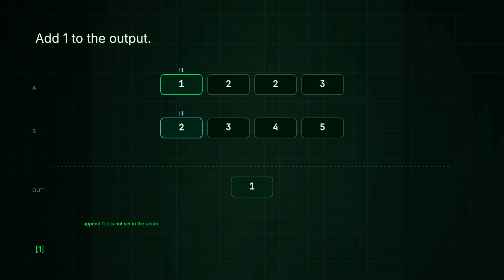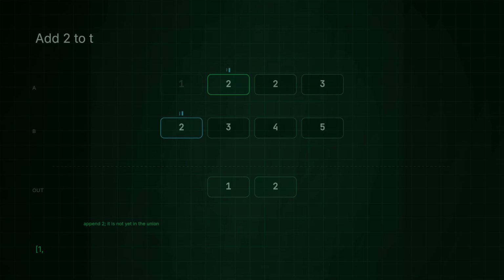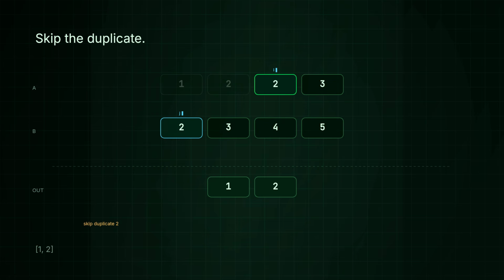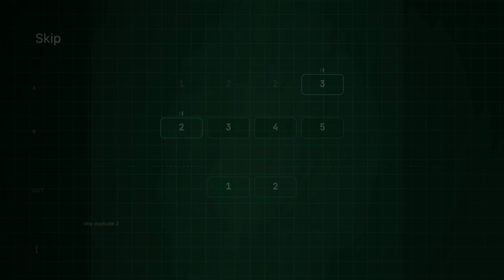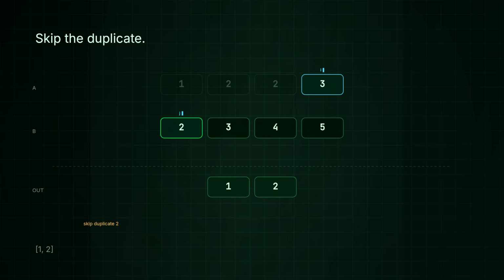union. The output becomes 1. Take 2 next because it is the smallest unused candidate and is not yet in the union. The output becomes 1, 2. 2 is already the last value in the union, so skip this duplicate. The output stays 1, 2. 2 is already the last value in the union, so skip this duplicate. The output stays 1, 2.